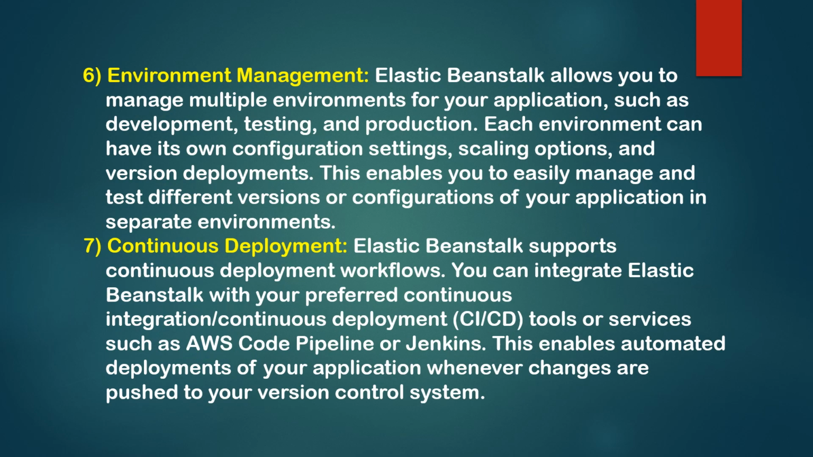Number 6. Environment management. Elastic Beanstalk allows you to manage multiple environments for your application such as development, testing, and production. Each environment can have its own configuration settings, scaling options, and version deployments. This enables you to easily manage and test different versions or configurations of your application in separate environments.